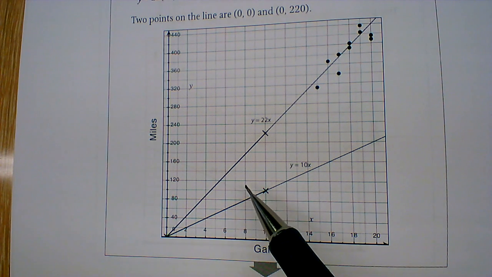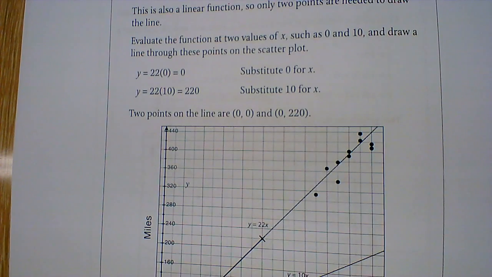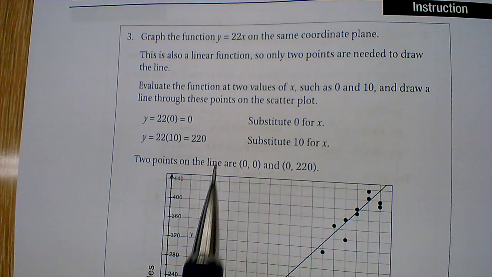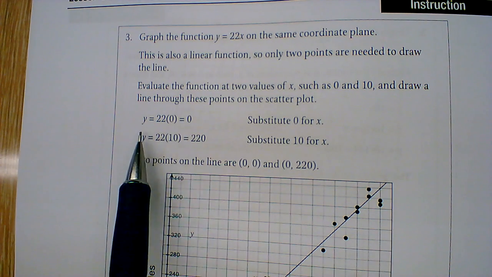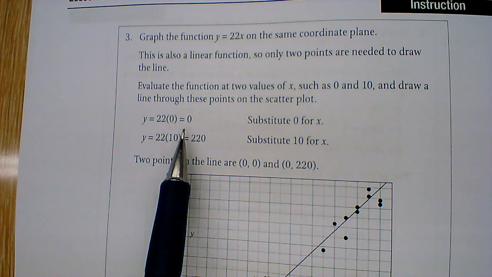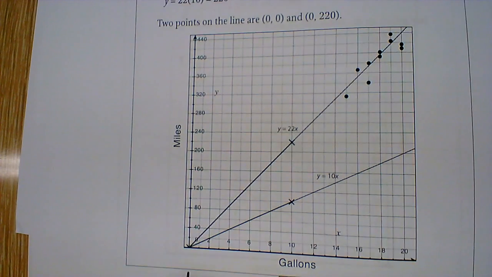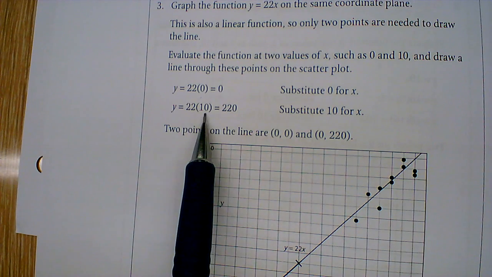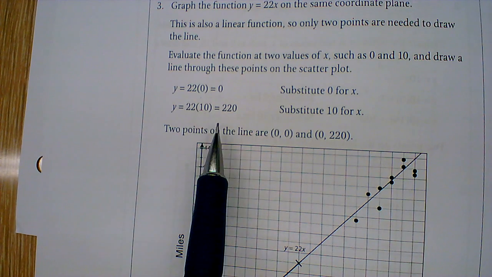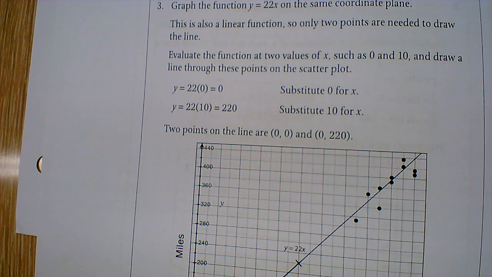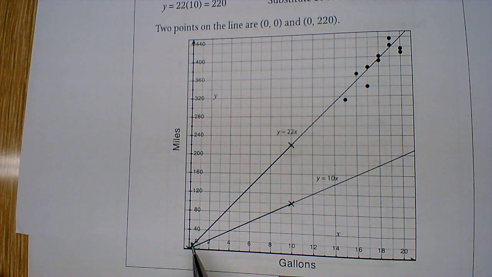And when we plot this, the only thing you need to do is plot 2 points. Let's look at how we did this. I know my function is y equals 22x. I could plug in 0 for x, I get 0 for y, so I plot the 0, 0 point. I could plug in 10 for x, and I get 220 for y, so I would plot 10 and 220, and then I would draw a line through my points.